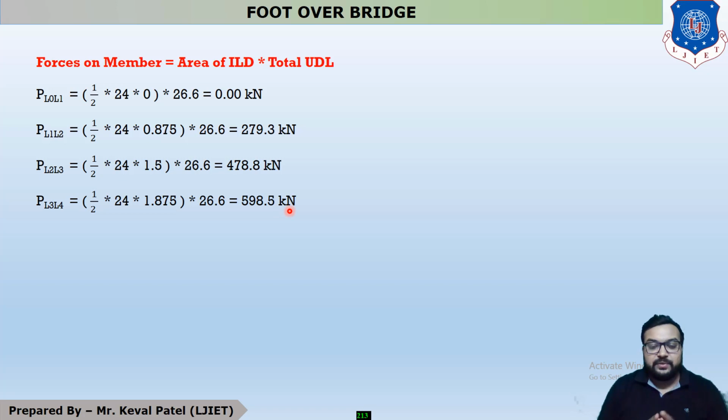Now you all know that there are four forces. First one is 0, second one is 279, third one is 478 and last one is 598. Now you all know that if we are designing any member for the maximum force, then it is compulsory that the member also passes for the lower values. So we are not designing all the members as per their own load, but we are designing a member for the maximum force. You can see that our maximum force is 598.5 kilonewton.